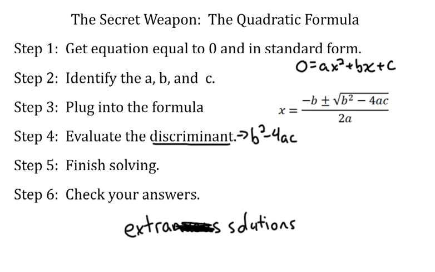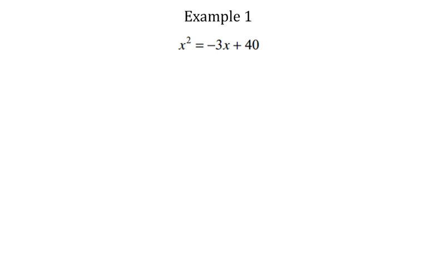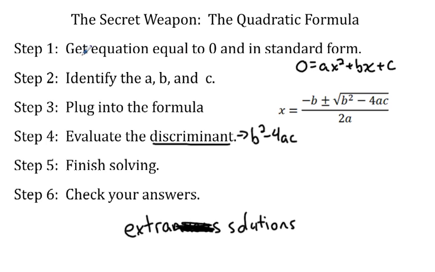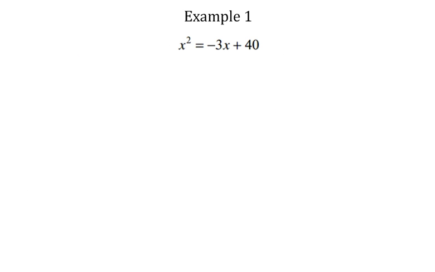All right, so let's do some examples now. For the first example, we've got x squared equals negative 3x plus 40. So our first step is to get it equal to 0 and in standard form. In order to do that, you can do two things. You can either subtract x squared from both sides, or you can add 3x and subtract 40 from both sides.